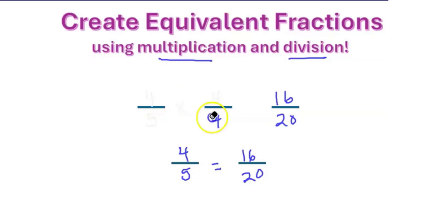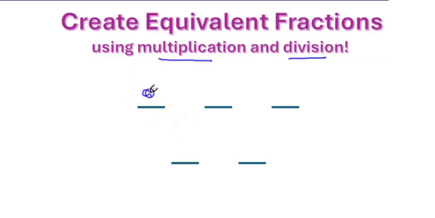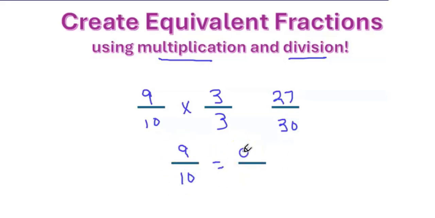So let's do another one real quick. Okay. So let's use a bigger number because that's where it's really helpful. What if we have 9/10? We could multiply that by 3 over 3. 9 times 3 is 27. 10 times 3 is 30. Therefore, 9/10 equals 27 over 30.